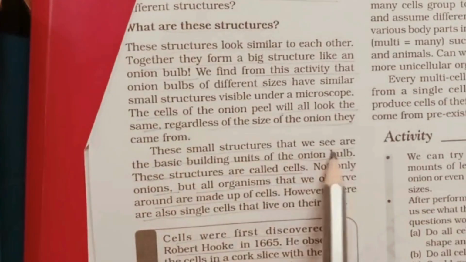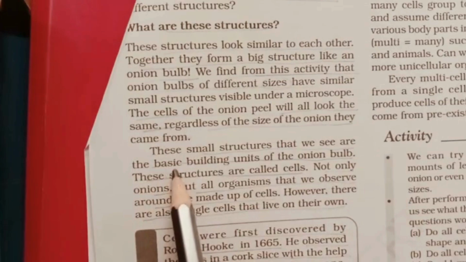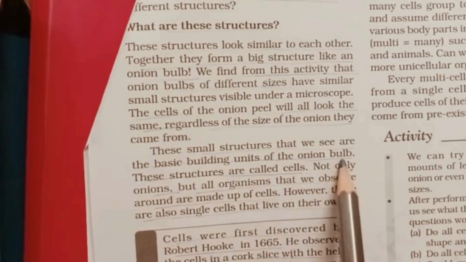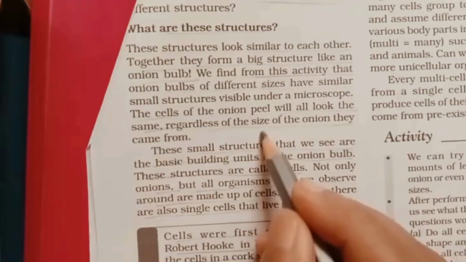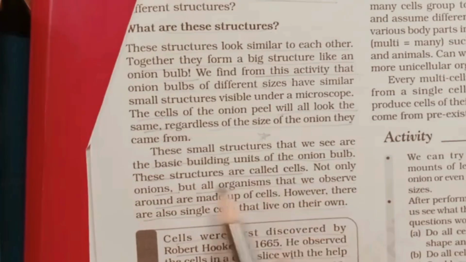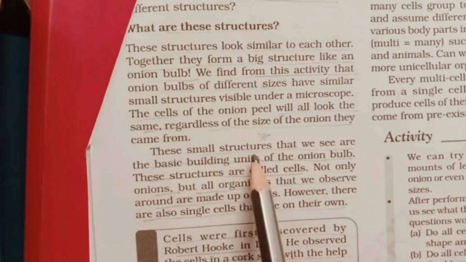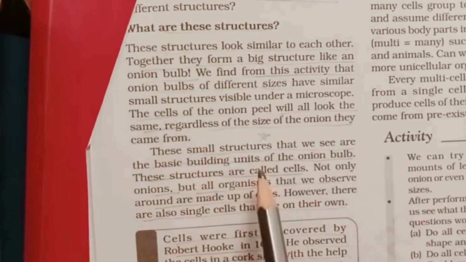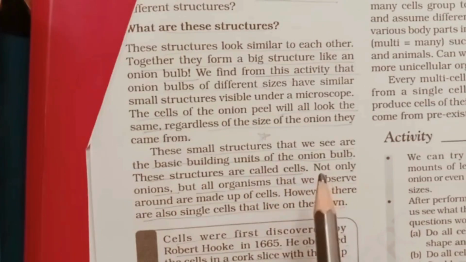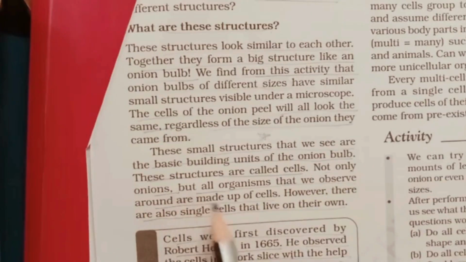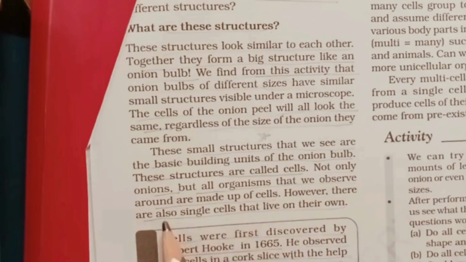These small structures that we see are nothing but the basic building unit of the onion bulb, and these structures are called cells. So here we have our first question, mark it out. What is a cell? A cell is a small structure and it is a basic building unit of any particular organ that we have. Not only onion but all organisms that we observe around are made up of cells.